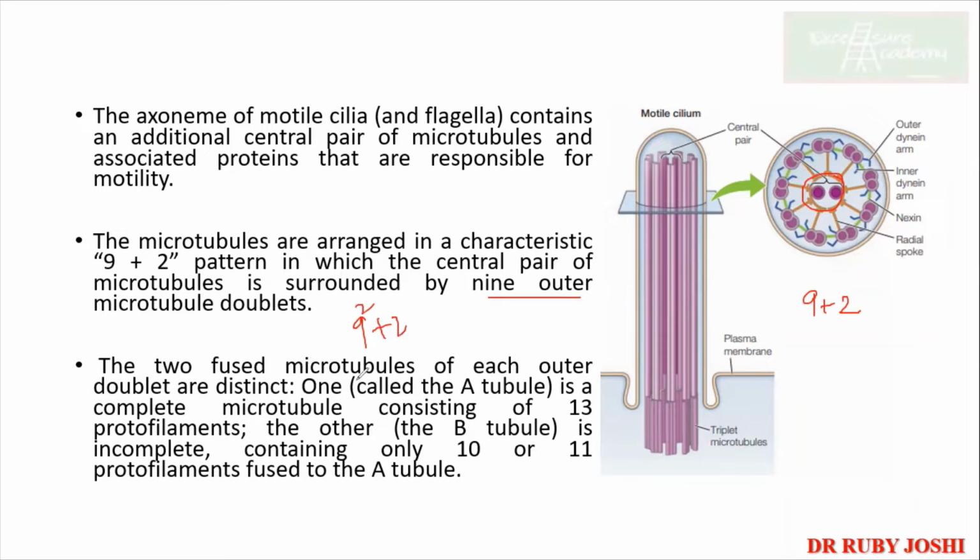Now, the two fused microtubules of each outer doublet are distinct. A, which is the A1, is the complete microtubule which has 13 protofilaments. The other one is the B tubule, which is incomplete and contains only 10 to 11 protofilaments and is fused to the A tubule. This also we have covered.